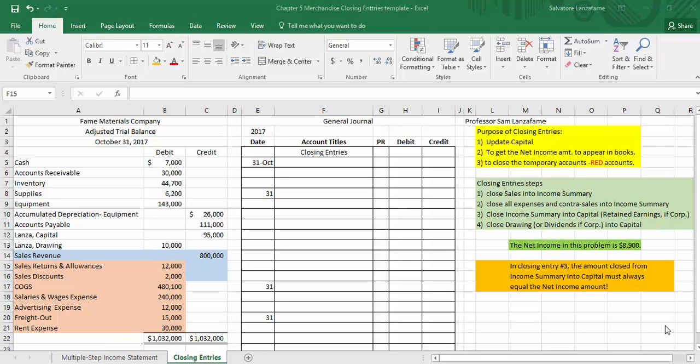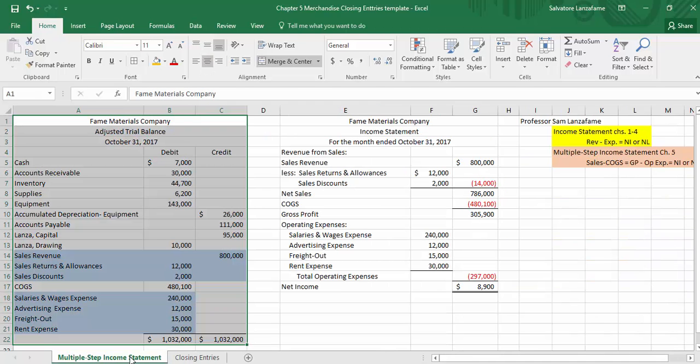In our last presentation, we actually completed a multiple step income statement. I'll show it to you real quick. We took information from an adjusted trial balance, and from that data, we created a multiple step income statement, a very simplistic version of a multiple step income statement. The result of doing the income statement, we arrived at net income 8,900.